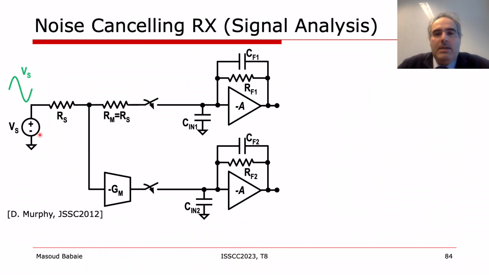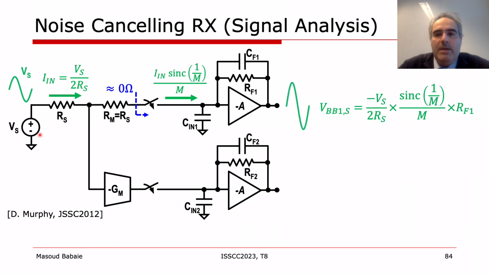Let's first analyze this circuit for the desired signal. In this structure, the input impedance of the TIAs is very small. Consequently, the impedance seen at the RF port of the mixer is almost zero. As a result, the receiver input current is Vs over 2Rs. This current is then converted to the baseband current with a mixing factor of sinc(1/M) divided by M. The baseband current flows into Rf and realizes a baseband voltage at the output of the main receiver, which can be calculated by this equation over here.